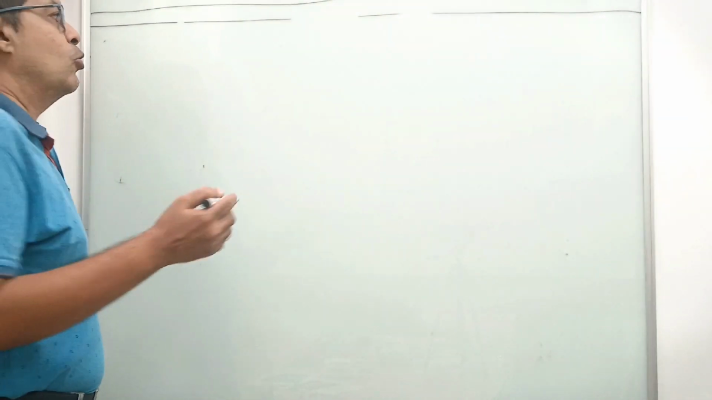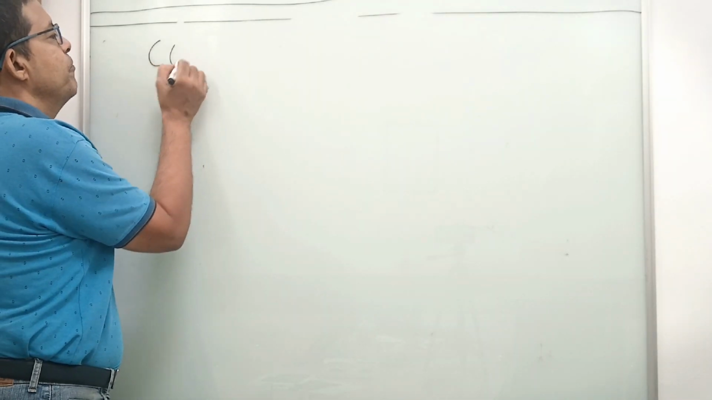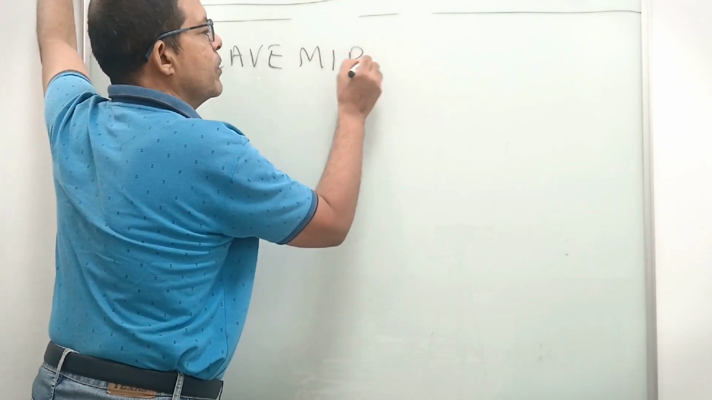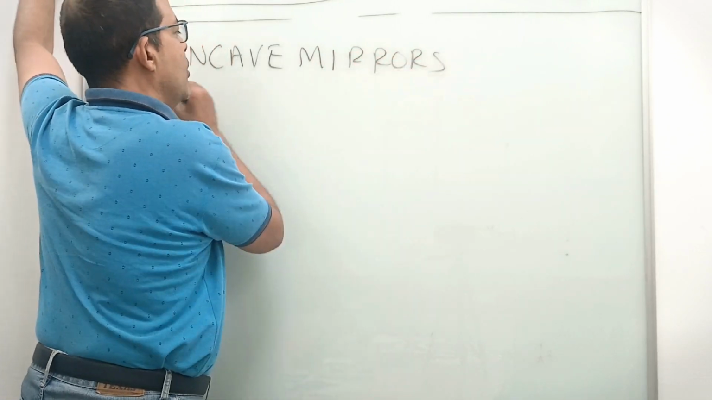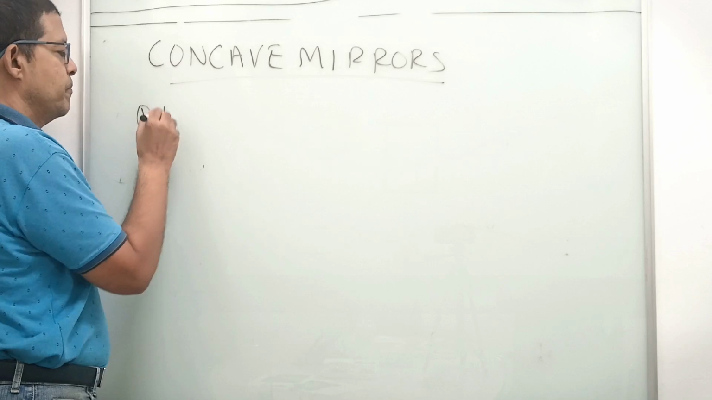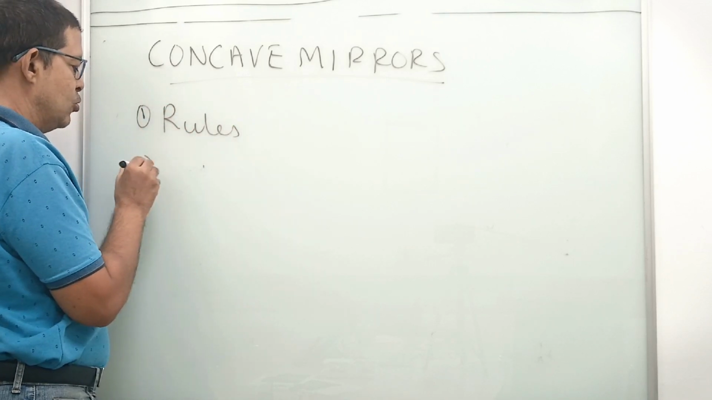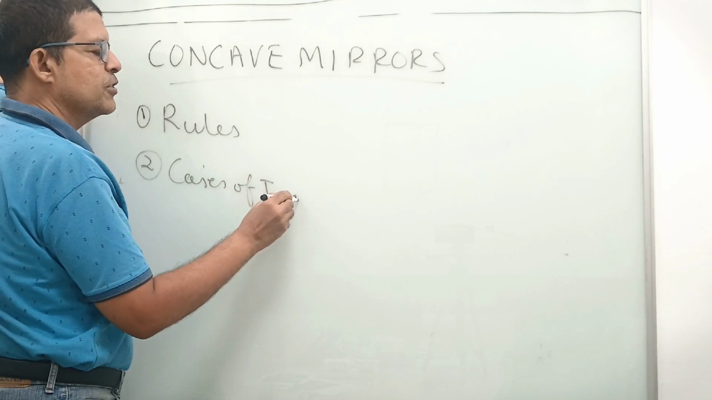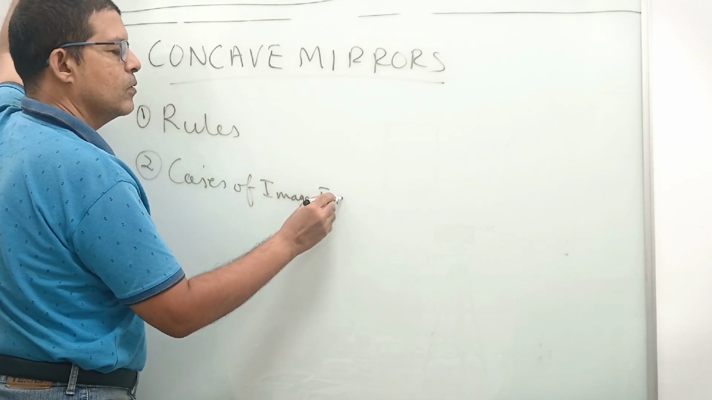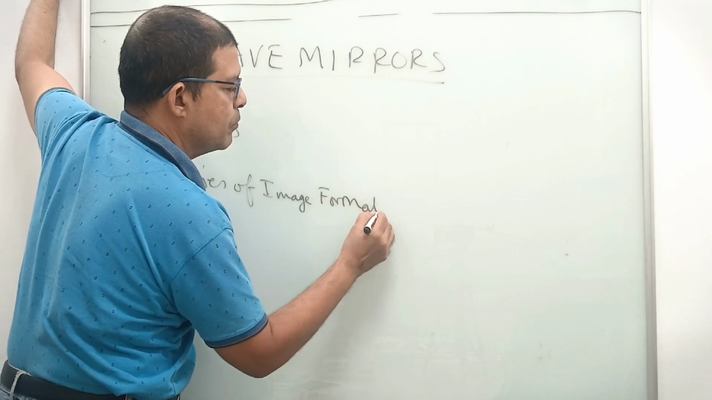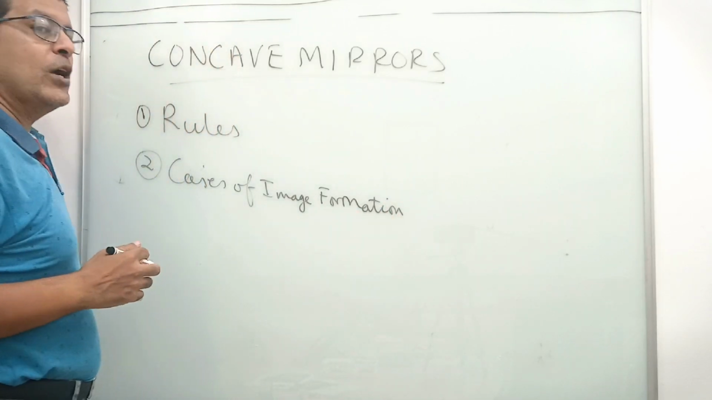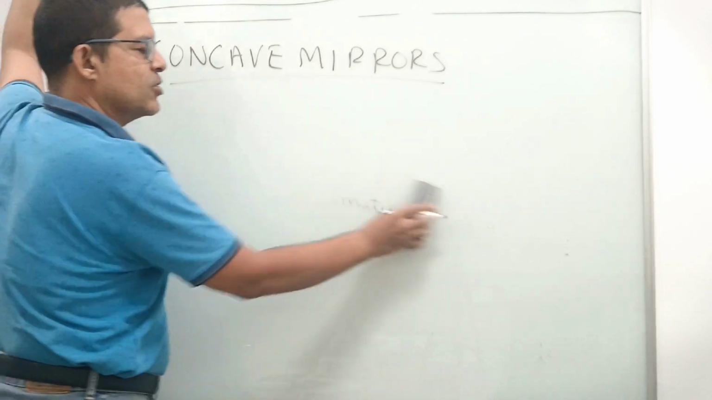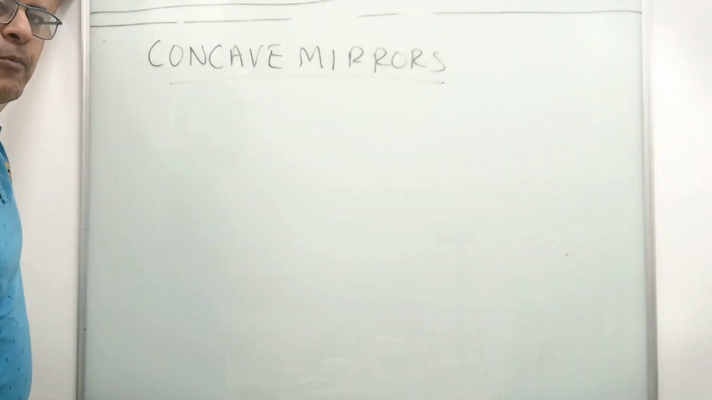So today we are going to see about concave mirrors. We are going to see the rules, and then we are going to see cases of image formation. I'm going to keep this video as short as possible. So let us jump onto the rules, and then we're going to see the cases of image formation. So the rules, there are about 4 rules.